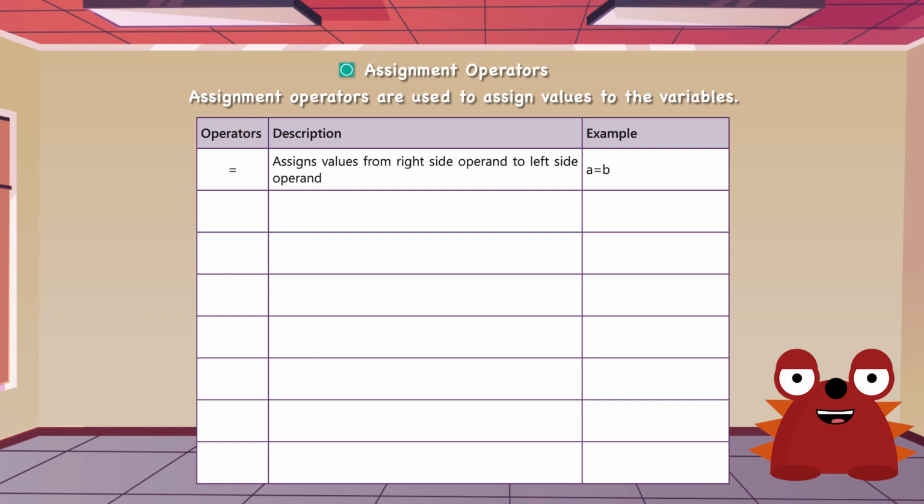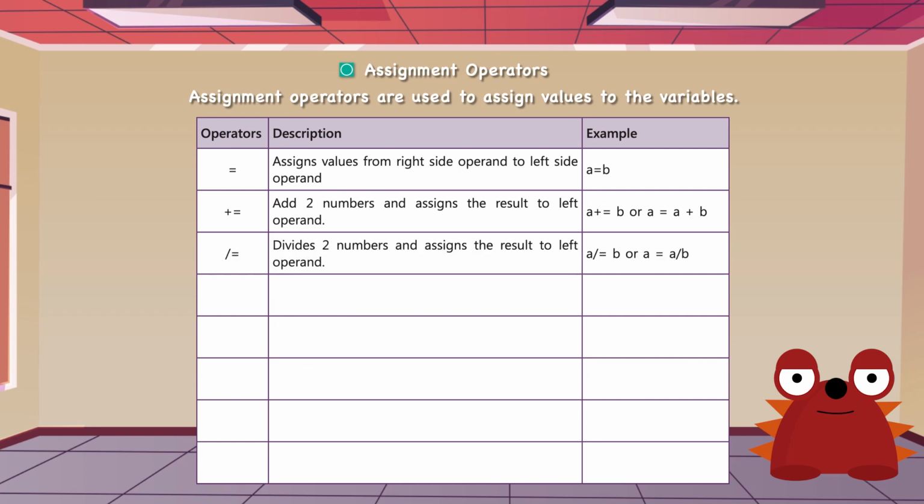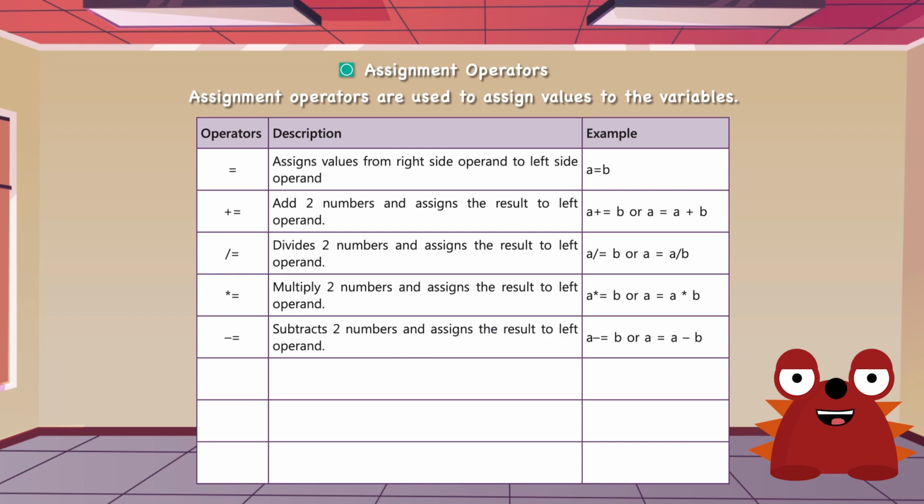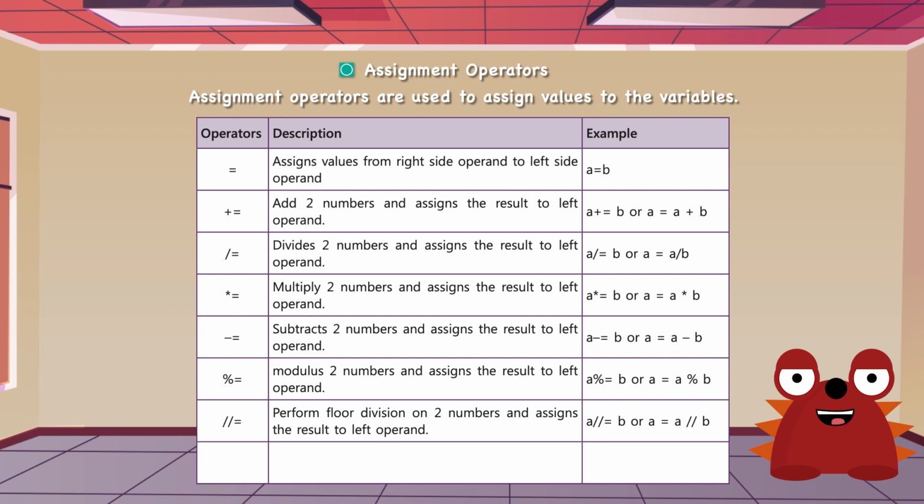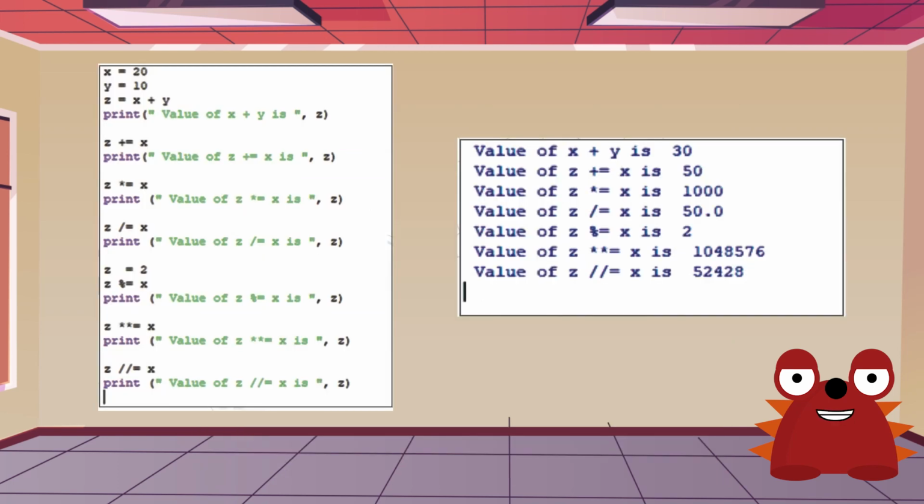This assigns values from right side operand to left side operand. This adds two numbers and assigns the result to the left operand. This divides two numbers and assigns the result to the left operand. This multiplies two numbers and assigns the result to the left operand. This subtracts two numbers and assigns the result to the left operand. Modulus of two numbers and assigns the result to the left operand. This performs floor division on two numbers and assigns the result to the left operand. And this calculates power and assigns the result to the left operand. Here is the example and the output.